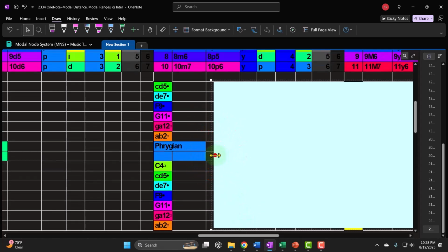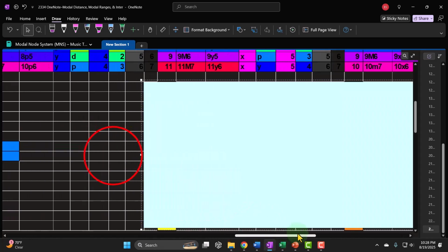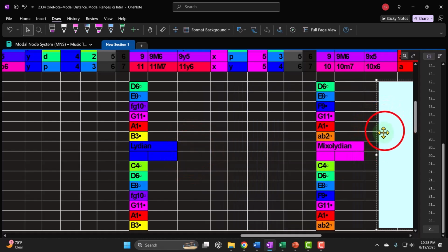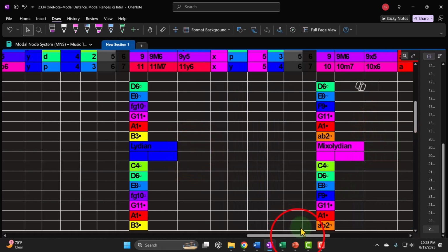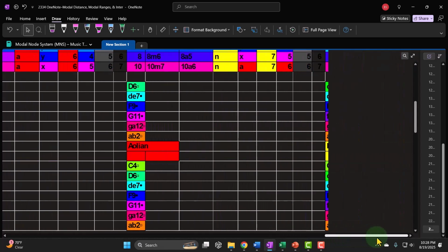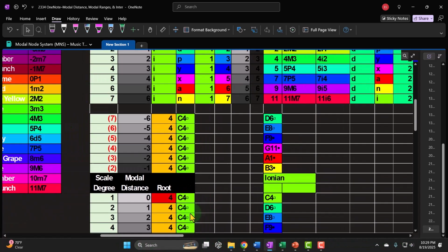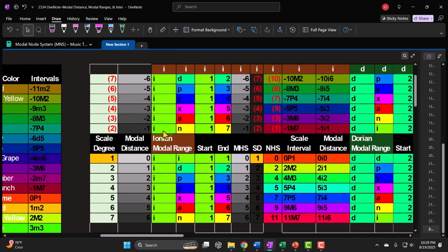So this is the Phrygian, same idea. We've got the colors that are being derived. This Lydian, the Lydian color is the color by node, fixed node point, but then the colors down here are colors that are tied to the notes themselves, not to the nodal points. And then of course we have the same for Mixolydian and Aeolian and Locrian.